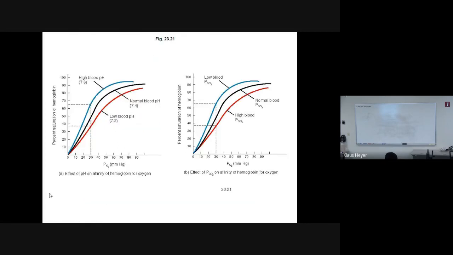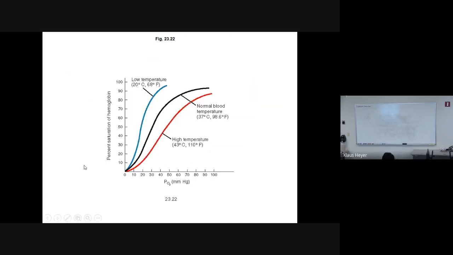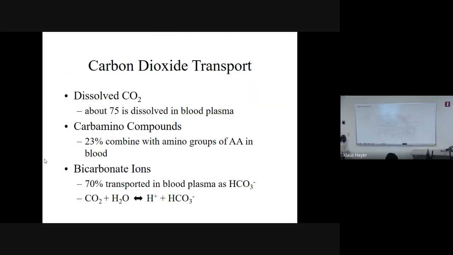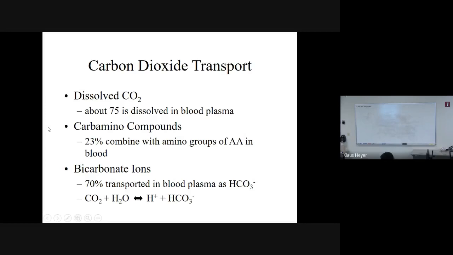I need to wrap this up, so I'm not going to go into this. Last one, I think it's my last slide, carbon dioxide transport.